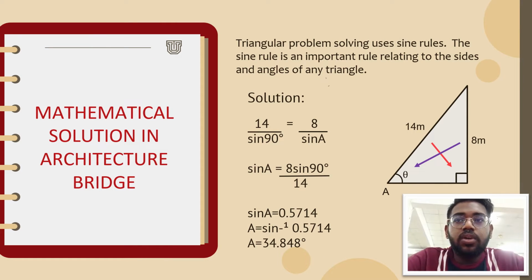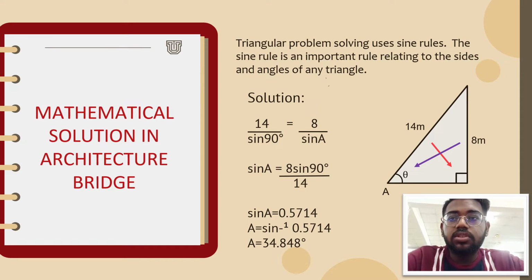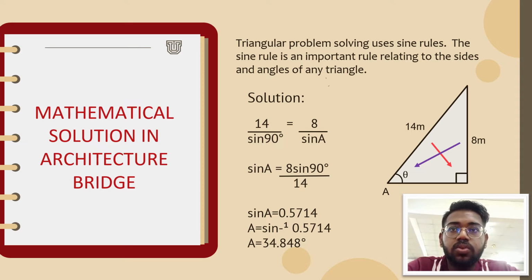So now we are going to see the mathematical solution in bridge architecture. First of all, we must draw the triangle with the angle based on the drawing. Triangle problem solving uses the sine rule. The sine rule is an important rule relating the sides and angles of any triangle. Solution: the side opposite the angle is 14. So 14 over sine of the angle, which is 90 degrees, equals the adjacent side, 8, over sine A, because we don't know the angle.